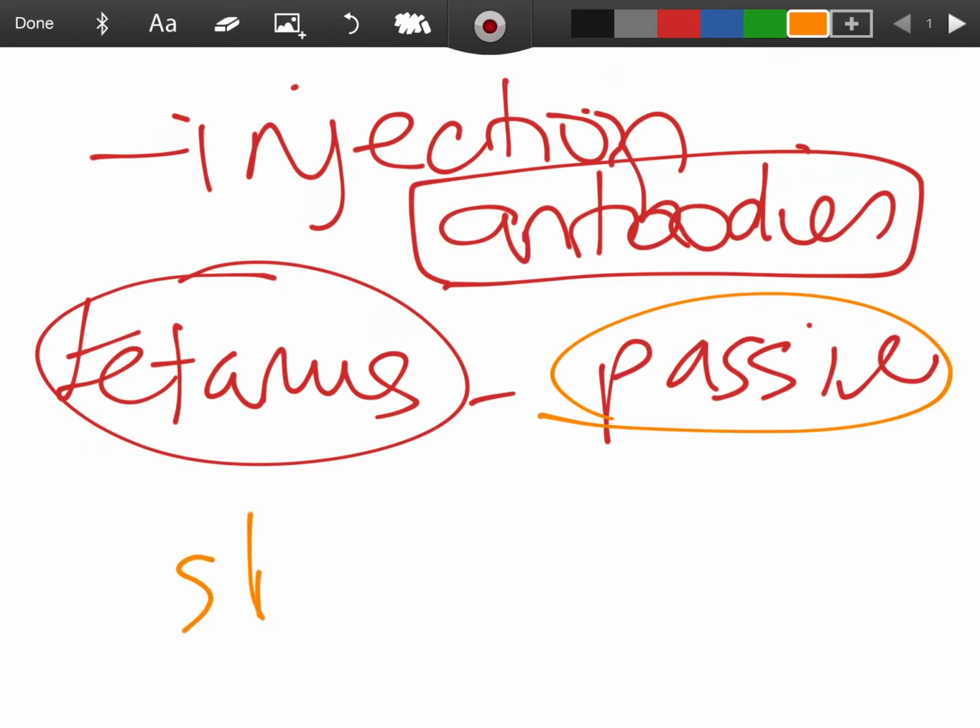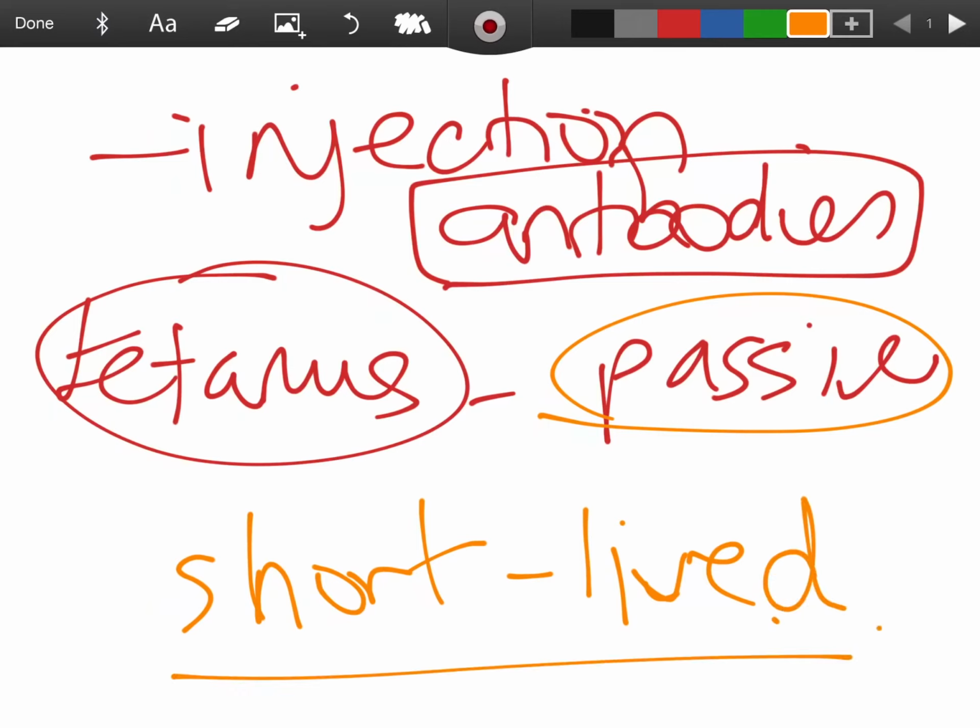Comment on the duration of the immunity. Well, it's short-lived. That's why, if you are going traveling abroad or anything like that, then they will check when did you last get a tetanus injection, because it is short-lived, because you don't produce the antibodies yourself, you see, so you don't have memory cells that will last in your body for a long length of time.